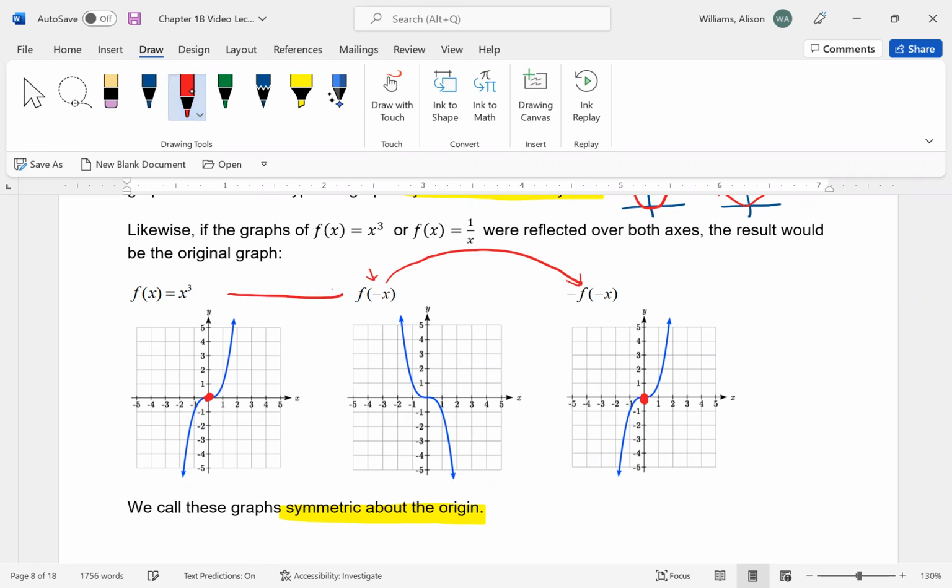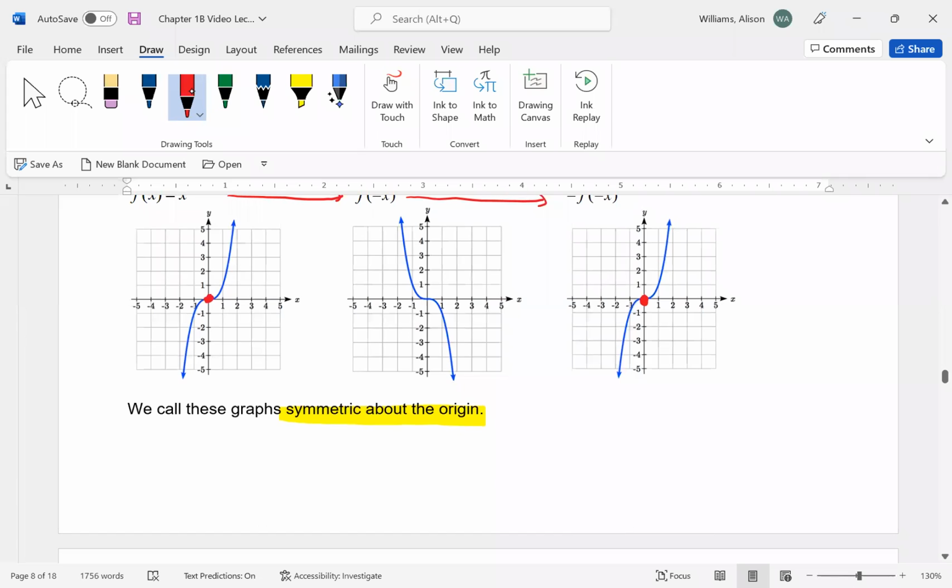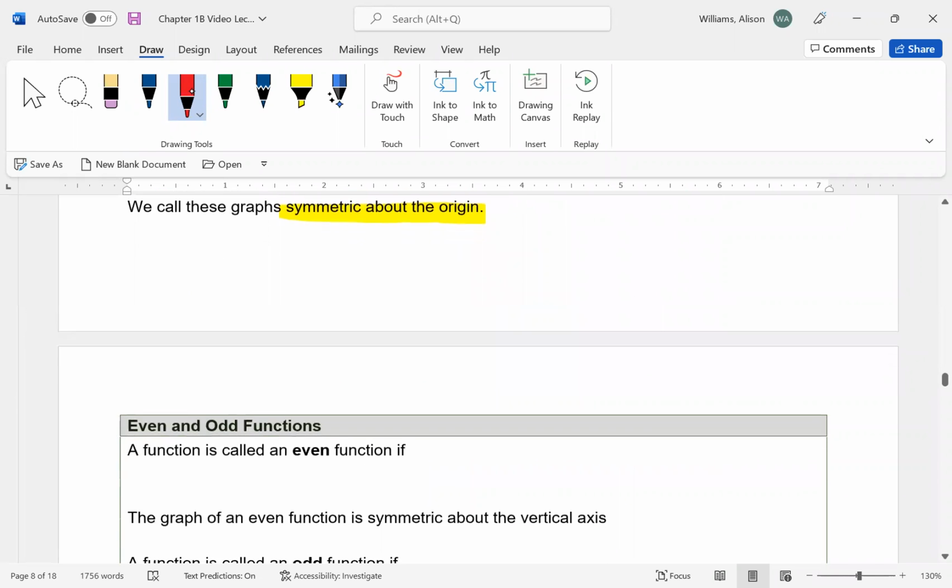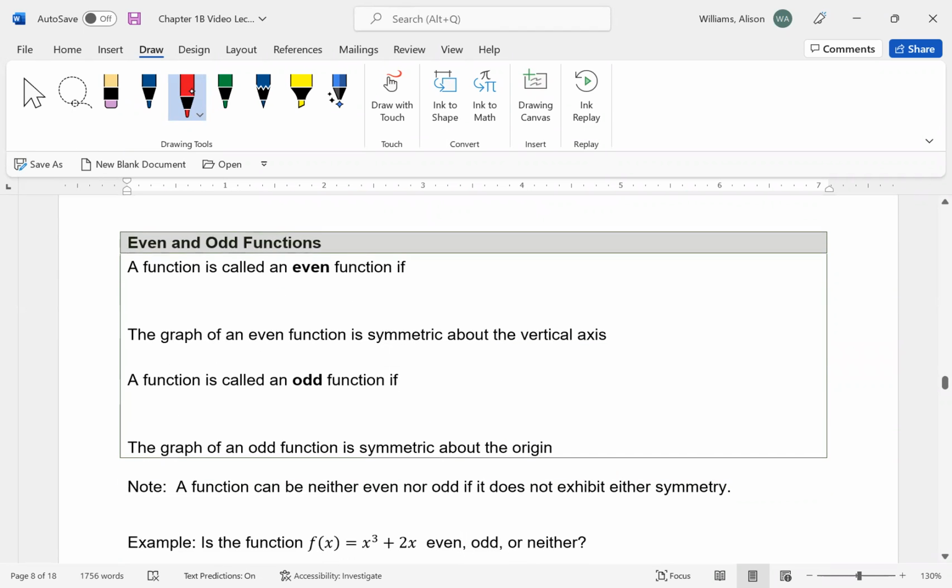So this reflection ends up reflecting again, and does have the exact same graph as the original. That's actually on purpose. That's one of these special symmetries. So let's define them. We actually call these even functions and odd functions.